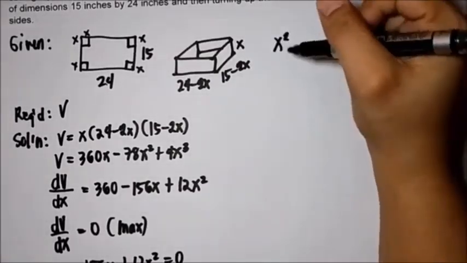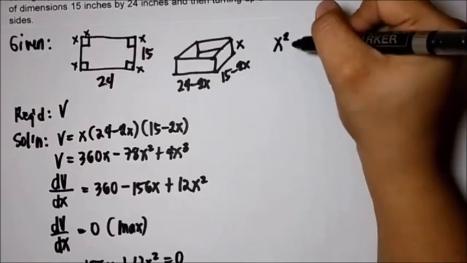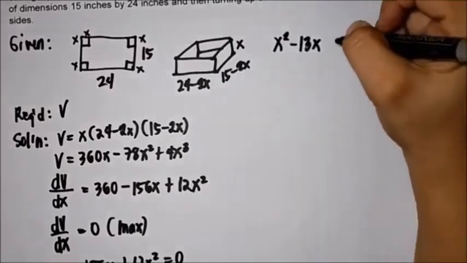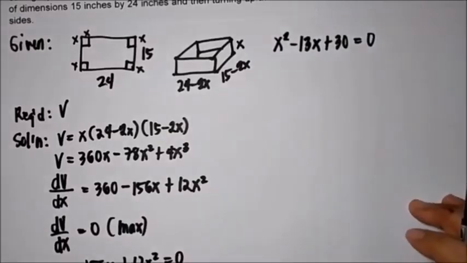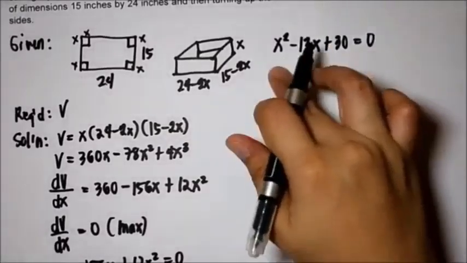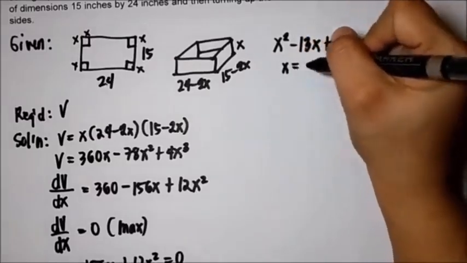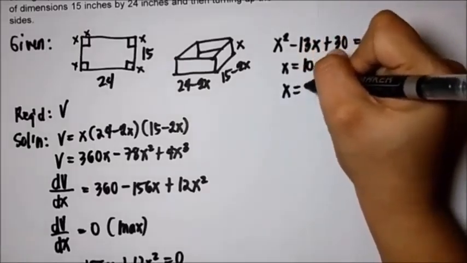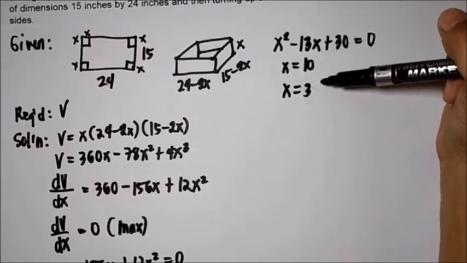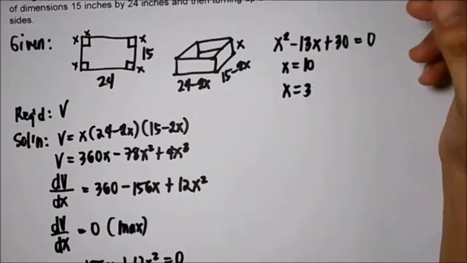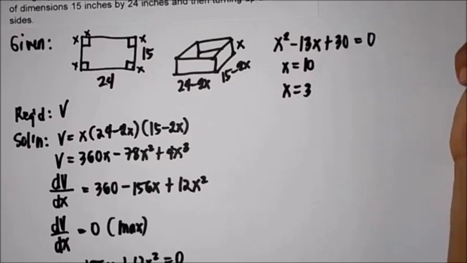By dividing the whole equation by 12, the simplified equation now would be, let's arrange it, x squared minus 13x plus 30 equals 0. So solving for the values of x here, you will come up with the values of 10 and 3. So now, how are we going to know which would give the largest or the maximum volume? So we can use the second derivative test.